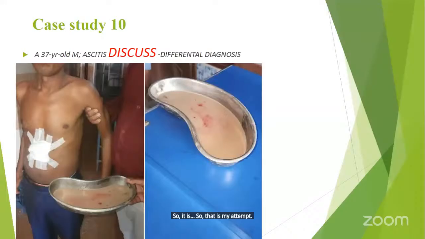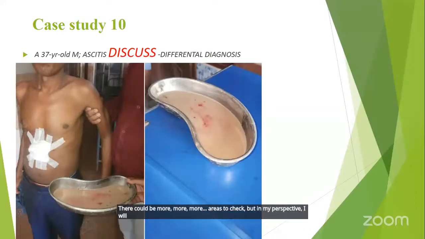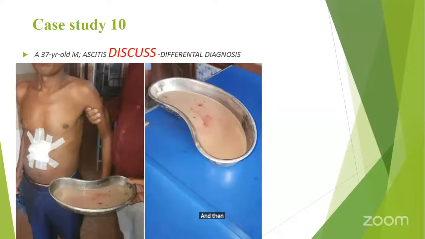There could be more areas to check, but in my perspective, I will do the culture, then do the gram stain, do the ZN, and any other.